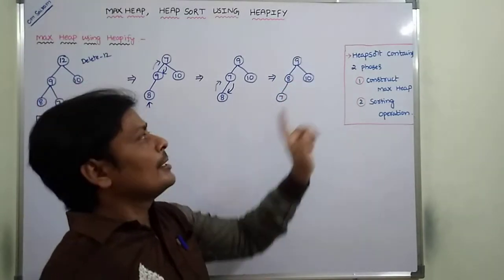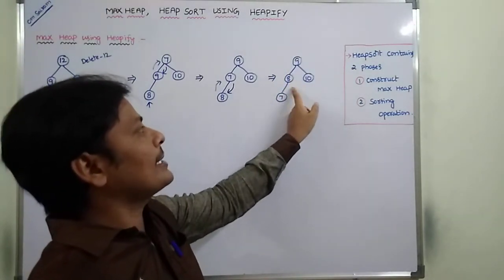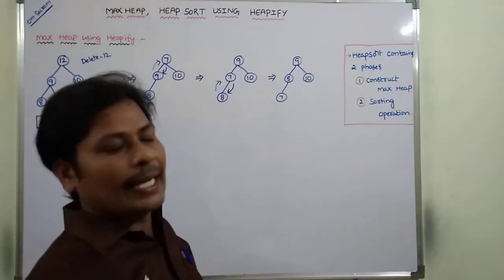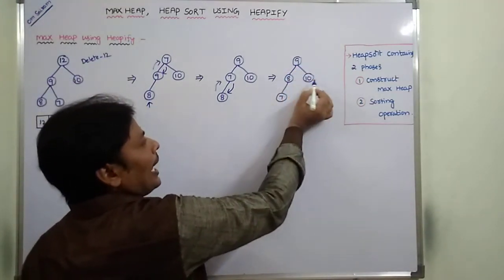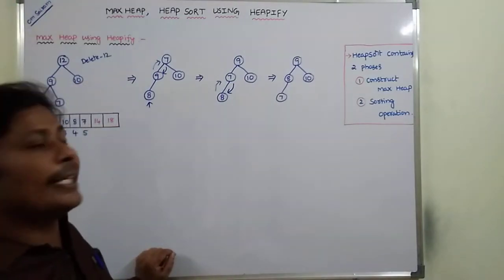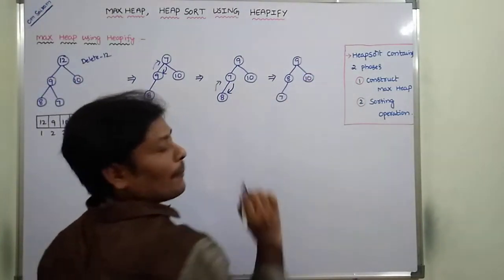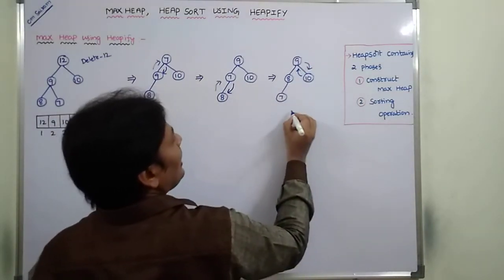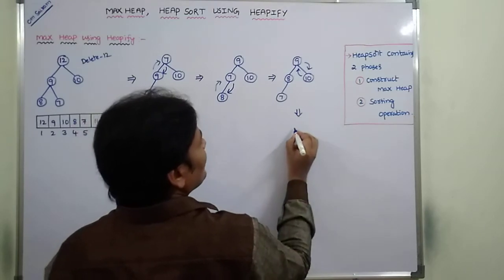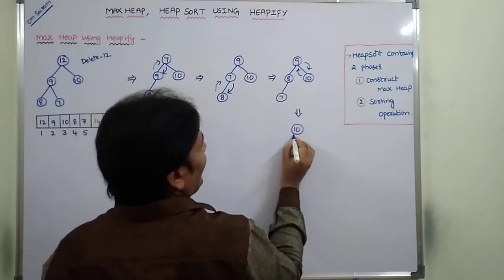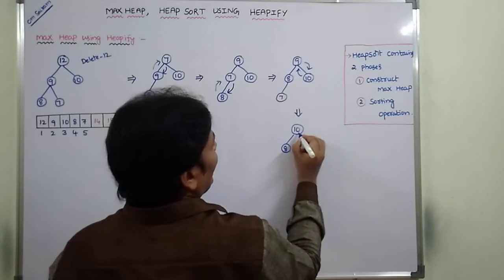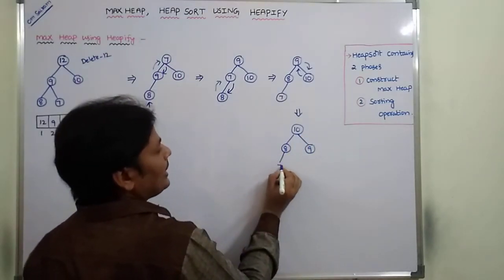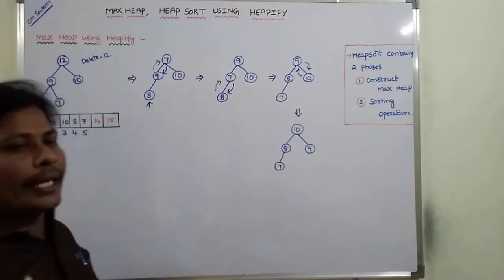Next go for 9. So 9 has two children, one is 8 and another one is 10. 9 is greater than 8. Yes, it satisfies the maximum heap property. 9 is greater than 10? So it is false, it does not satisfy the maximum heap property, so swapping between these two nodes can be done. So after swapping, 10 is the root node and 8 is its left child, and 9 is its right child, and 7 is 8's left child. So this is the tree we are getting.